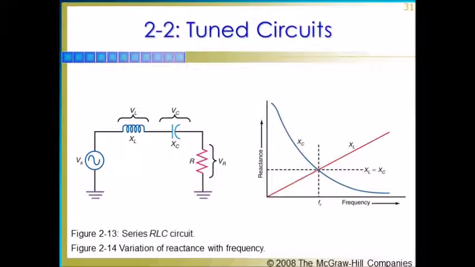The first figure shows what a series resonance circuit looks like. The X sub L, X sub C, and R are all interchangeable since it is a series circuit. And the second figure is the graph regarding the relationship of reactance and frequency.